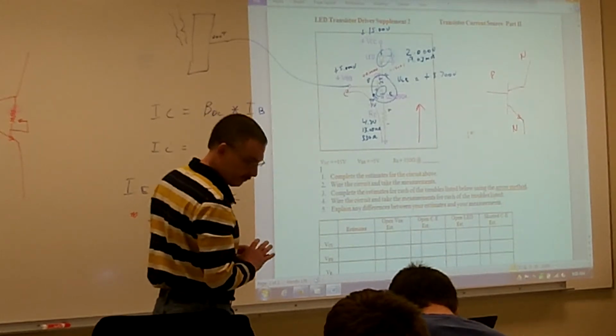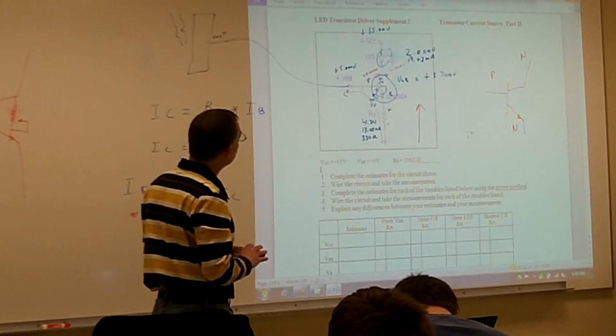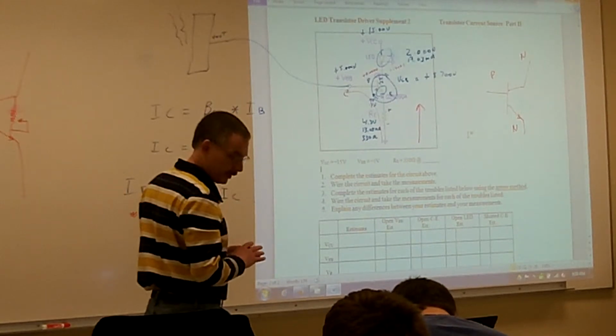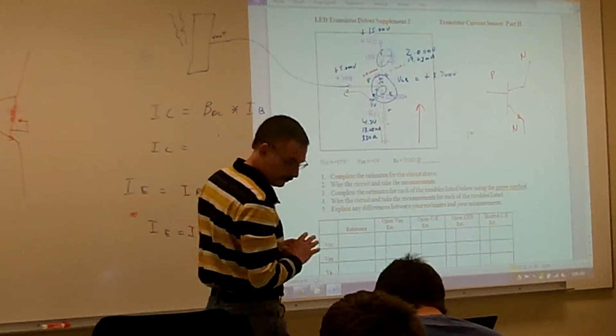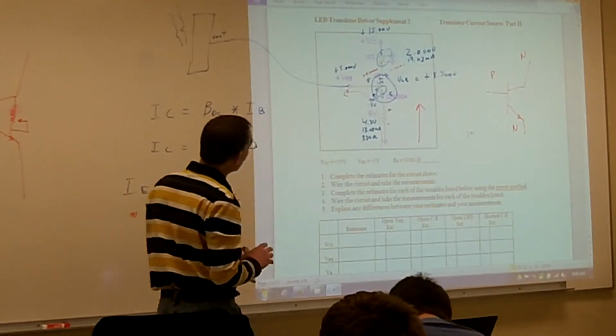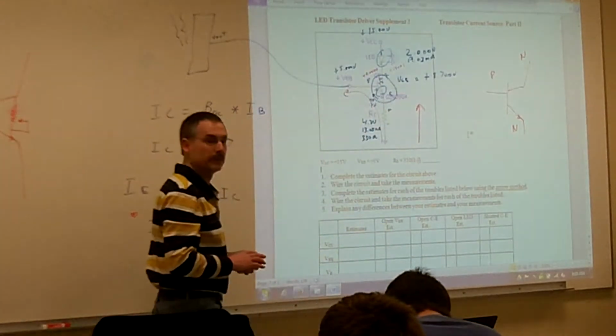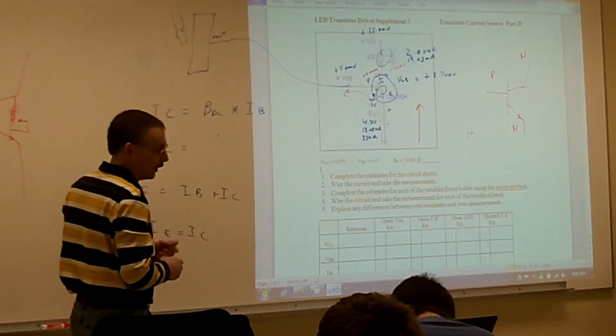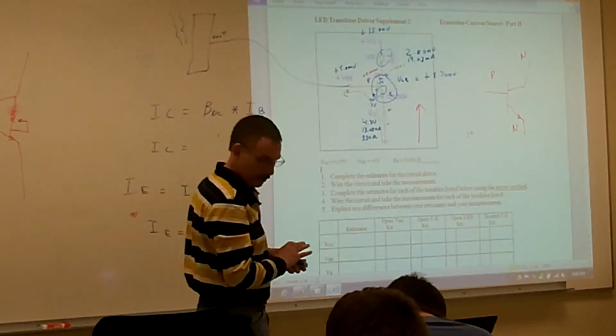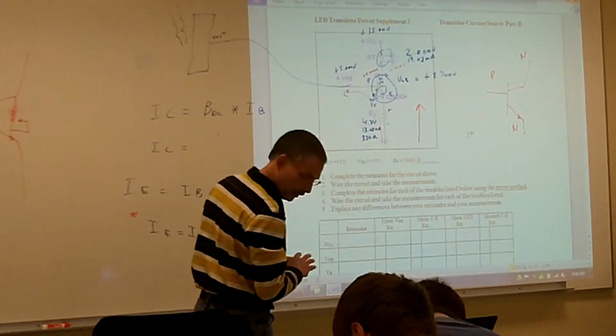And is my transistor turned off or on? Off. There's no current going from my collector to the emitter, so we would consider that off. Even though I still have current going from my base to emitter, there's no current going through the collector to emitter, so that would be considered off.